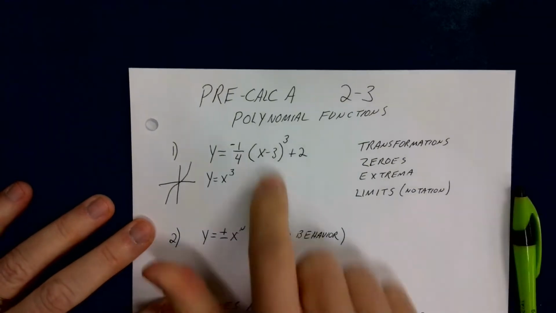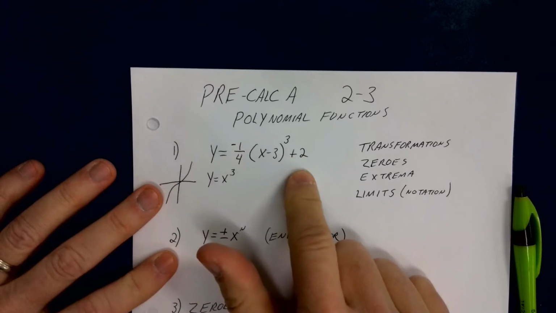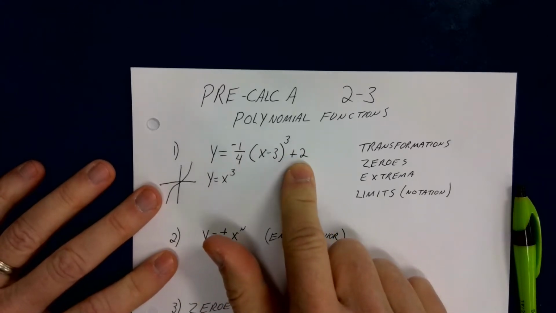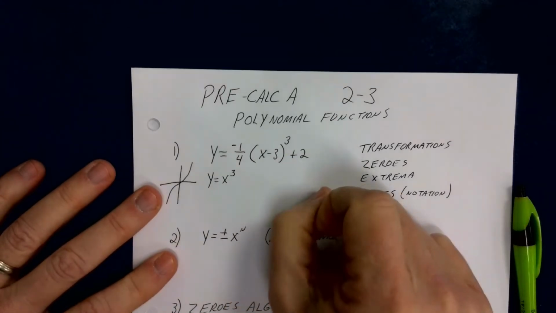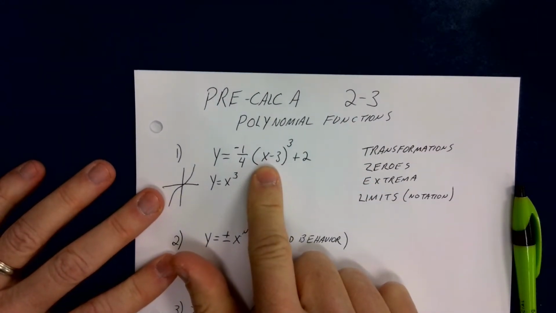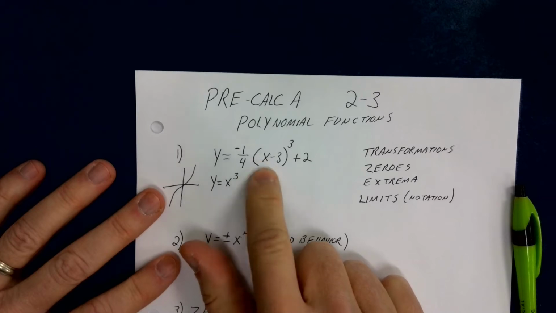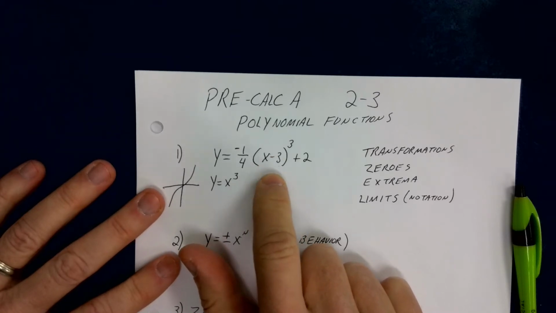And then you guys know that all of these things are transforming that. So just a reminder again, a plus 2 on the outside of the parentheses means that's a vertical shift going up. A minus 3 on the inside of the parentheses, that is a horizontal translation, and it actually goes to the right. Remember, if it's in parentheses, it goes the opposite direction of what's in here. So this one's going to go 3 to the right.